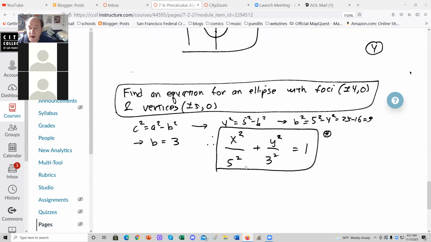Here they ask for an ellipse with foci at plus or minus 4, 0 and vertices at plus or minus 5, 0. Okay. So we look at the original equation. Since the vertices and the foci are on the horizontal axis, that means a is bigger than b. So c squared equals a squared minus b squared. Put 4 in for c, 5 in for a. 4 squared equals 5 squared minus b squared.